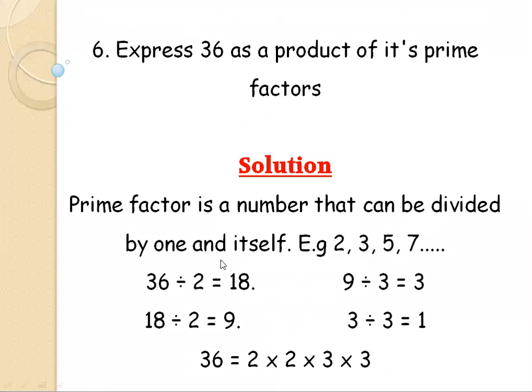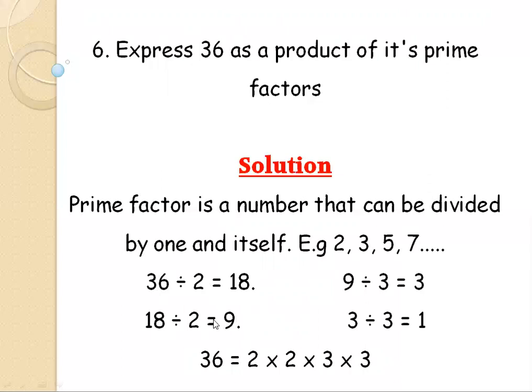Okay, so now this is 36. What do I do? How do I get the prime factors? I'll start by dividing 36 by the smallest number possible. So I'll look at it. Can I divide 36 by 2? Yes. 36 divided by 2 is 18. Okay, so I have 18. Can I still divide 18 by 2? Yes. 18 divided by 2 is 9.